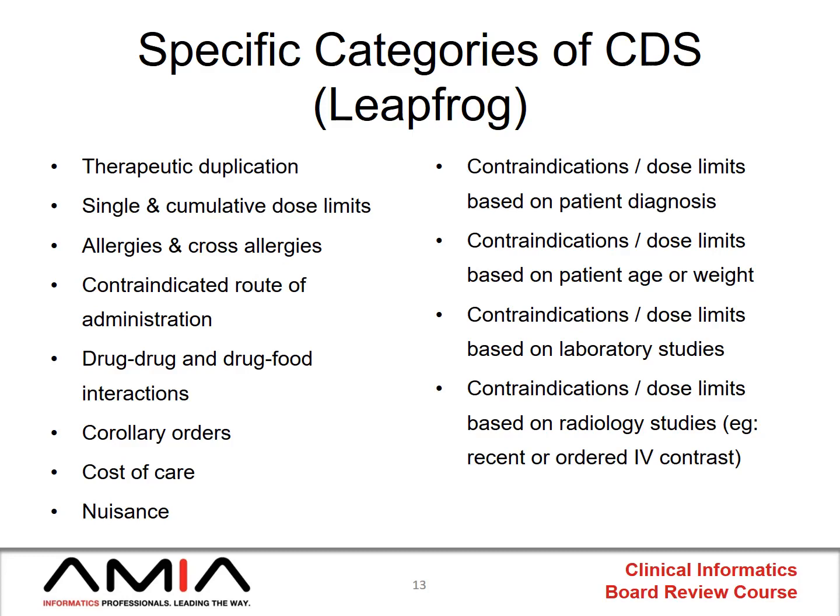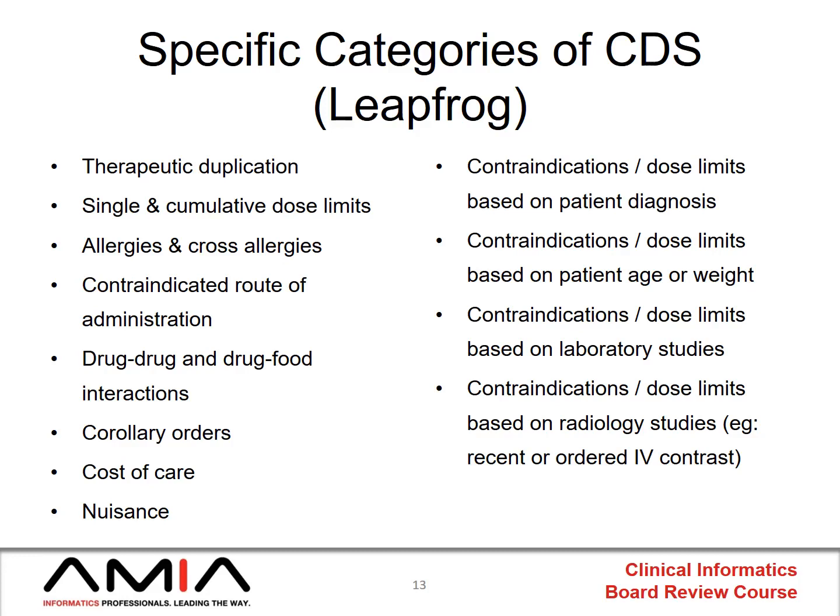The Leapfrog Group recognizes specific categories of clinical decision support, and they're worth reviewing. They include things like alerts for therapeutic duplication, single and cumulative dose alerts, allergies and cross allergies, contraindicated routes of administration, drug-food, and so on and so forth. They also expand the list of contraindications and dose limits based on diagnosis, age, or weight, and recent laboratory studies. So, for example, maybe you shouldn't dose an aminoglycoside in a patient who has a recently elevated creatinine. And then dose limits based on radiographic studies, such as recent IV contrast.